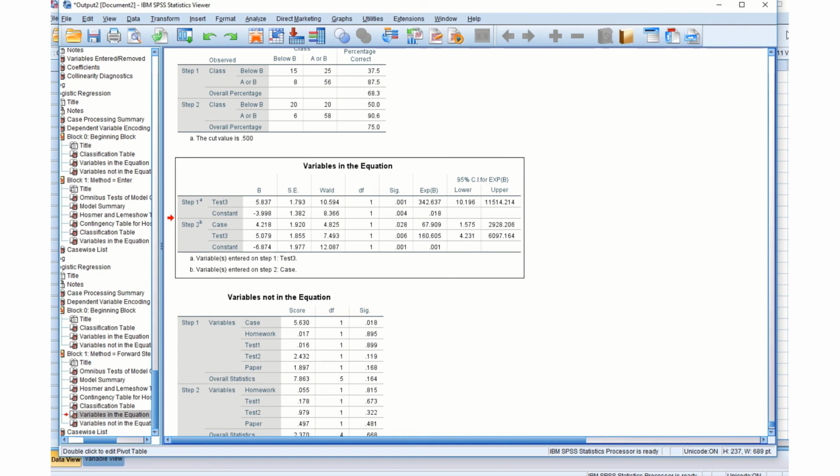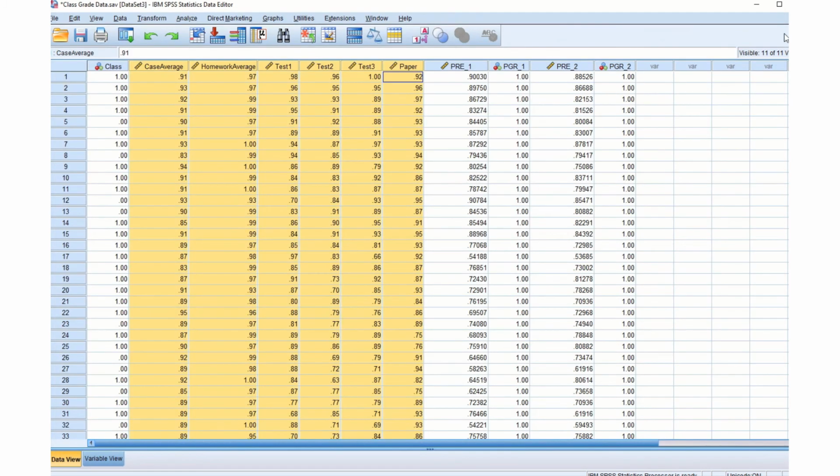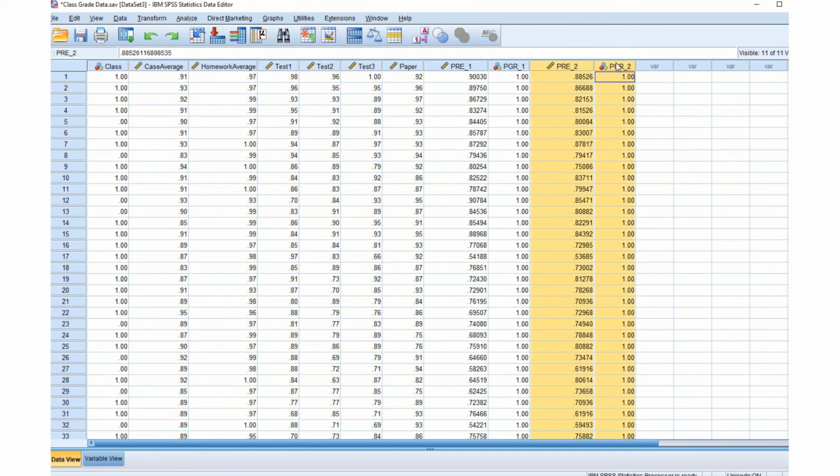Now, one other thing before we wrap this up. We had these variables here that were added. We ran this model twice. These two variables were added with the enter model. These two variables were added with the last model, which was the forward Wald model. One is the percentage, and the other is the grouping.